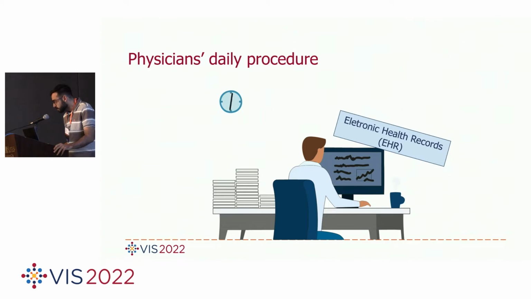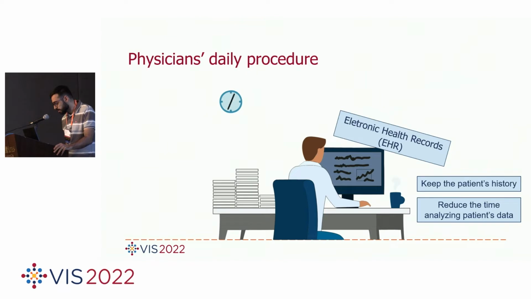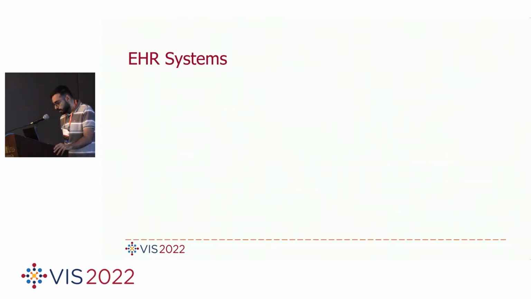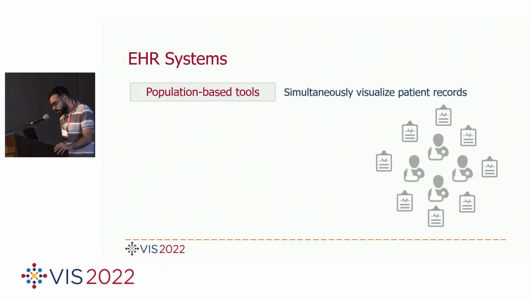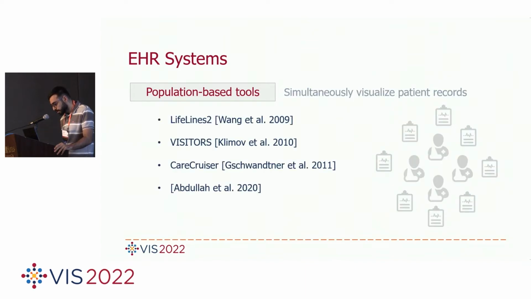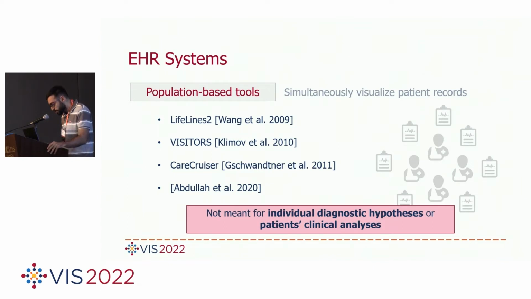Electronic health records, EHR systems, were designed to keep the patient history and to reduce the time analyzing patient data. EHR systems can be improved by information visualization techniques. Recent surveys identify that they can be divided into population-based tools and single-patient tools. Population-based tools focus on general behaviors of simultaneously visualizing the patient records. Popular tools include Lifelines and Visitors. However, population-based tools are not meant for individual diagnosis hypothesis or patient clinical analysis.